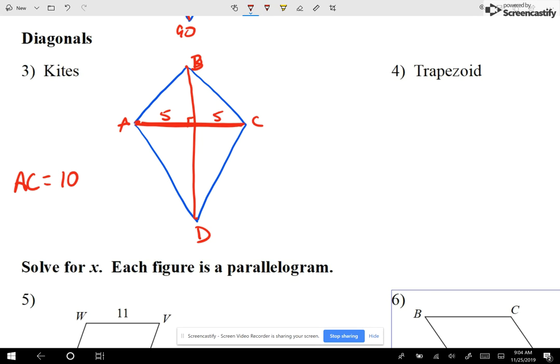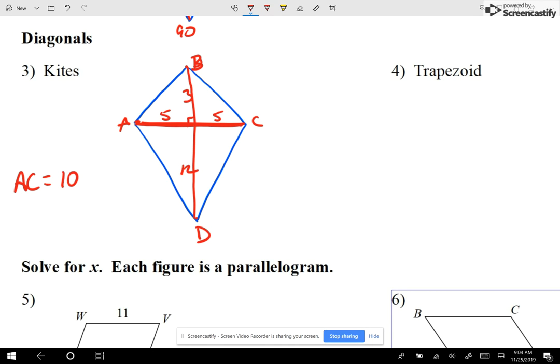Now, the diagonal that goes from the top to the bottom, BD, that one does not get cut in half. I could say this is 3, and this right here, it is 12. Like I said, it does not get cut in half. So that's the interesting part on diagonals.